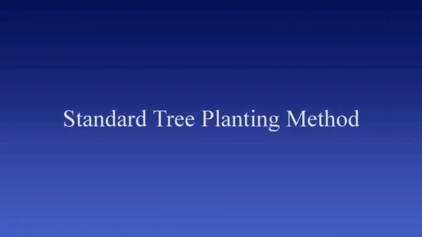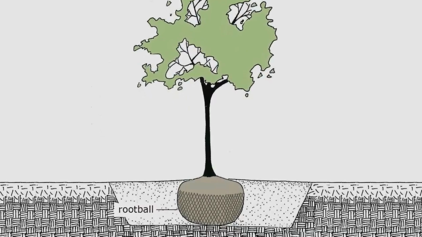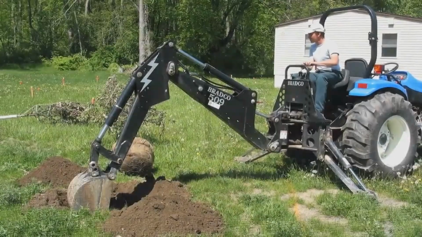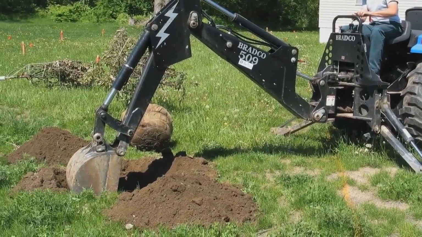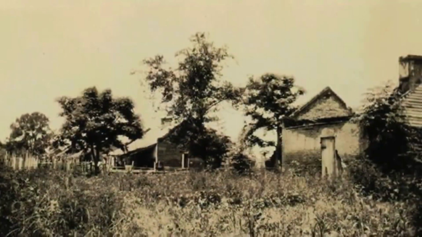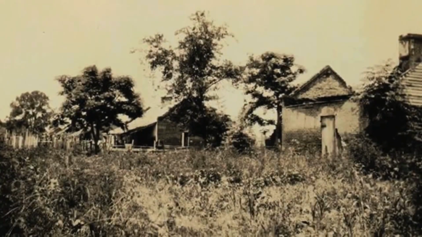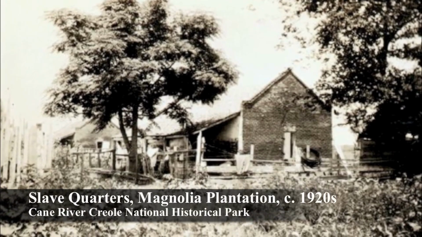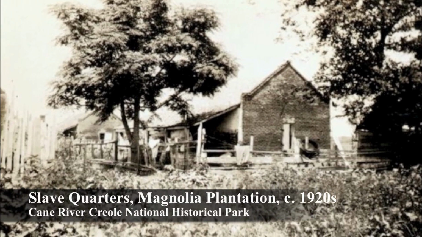Standard horticultural tree planting methods involve using heavy equipment to prepare a hole that is 5 times the width of the root ball. This approach, while good for the tree, can cause major disturbance and significant damage to the site. In resource-sensitive areas with rich archaeological features, such as the slave quarters at Magnolia Plantation, standard horticultural planting methods can be modified to reduce damage to cultural resources.